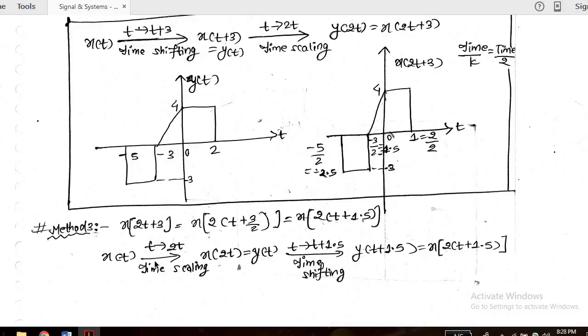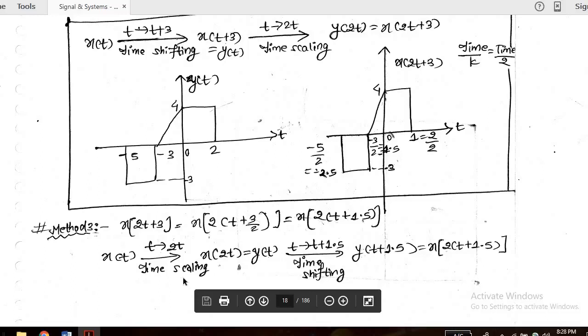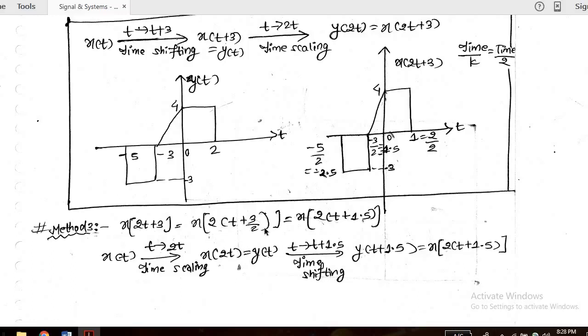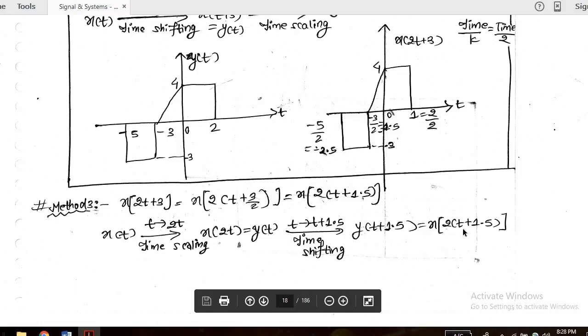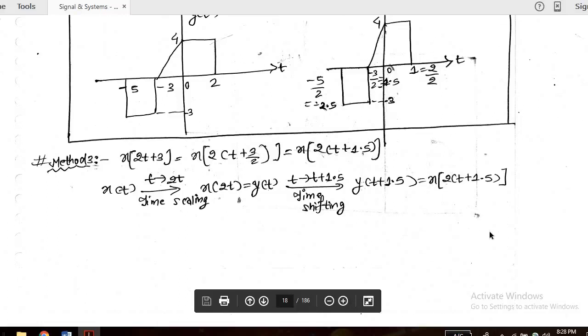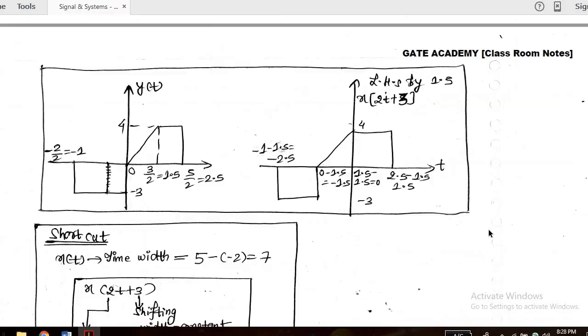X of 2t plus 3, now t is replaced by 2t, that is time scaling. Now y of t is equal to x of 2t. Here, as I already told you, you need to take 2 common, so you get t plus 3 by 2. So actually you should shift by 1.5 only, so that x of 2t is shifted by 3. So you replace t by t plus 1.5, that is time shifting. Next you get x of 2 into t plus 1.5, which is nothing but x of 2t plus 3. The same is mentioned in the diagrams here.